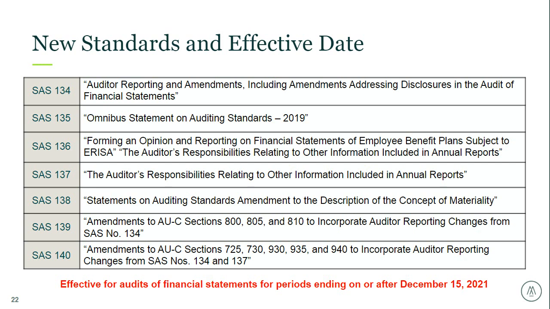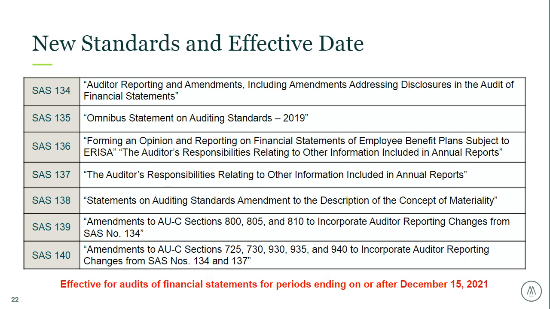One thing to note is that these standards are not new in the sense of issuance. The original standards were actually released back in May of 2019 and could have been applied to reports on financial statements as early as December 31st, 2020. However, due to COVID, a deferral was issued by the AICPA to begin with all reports on financial statements for the year ending December 31st, 2021 and after.